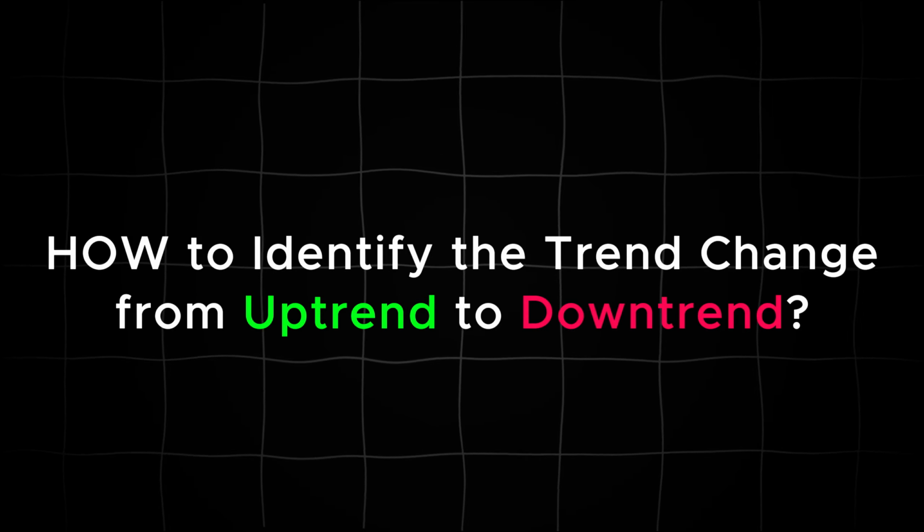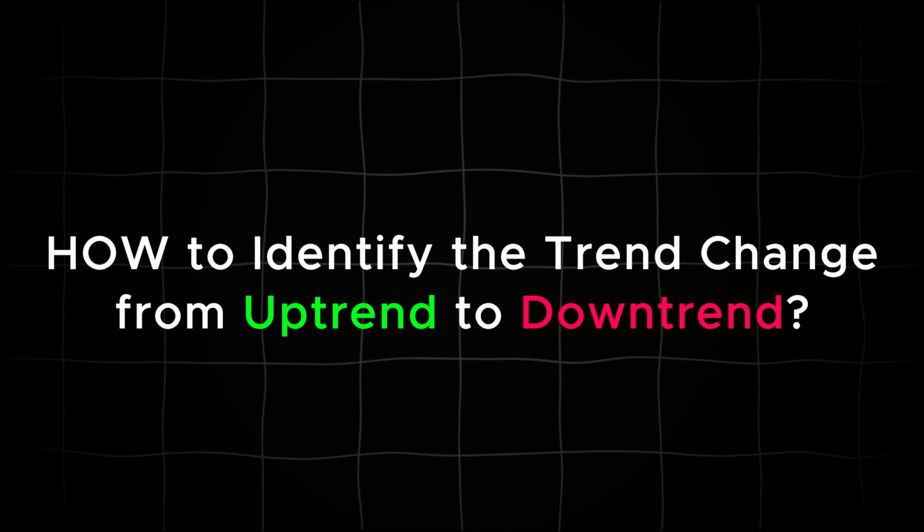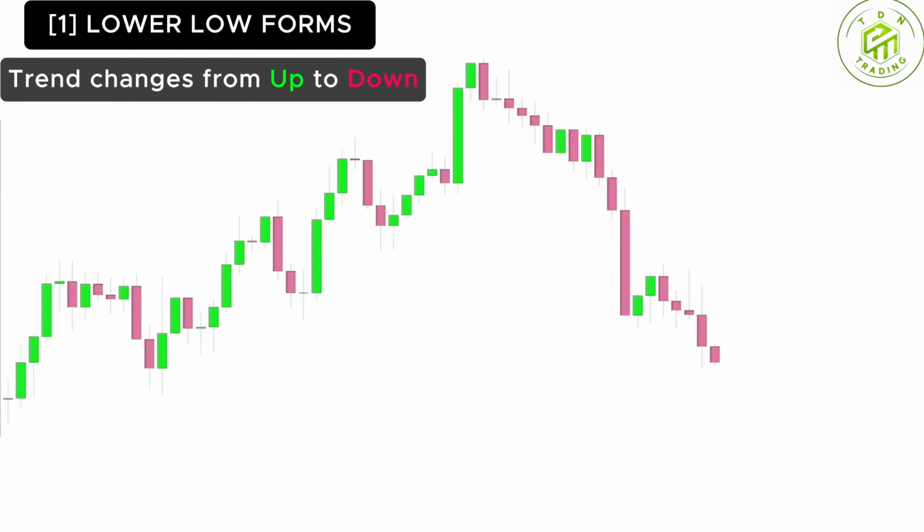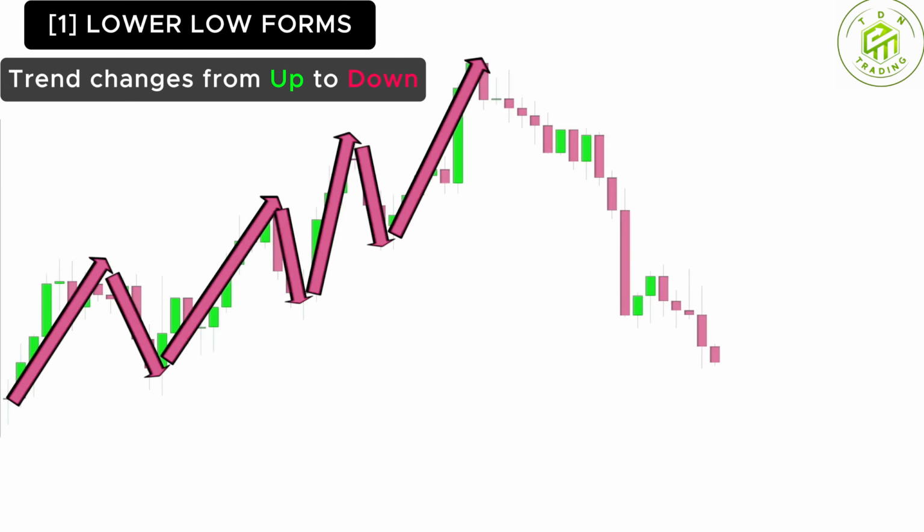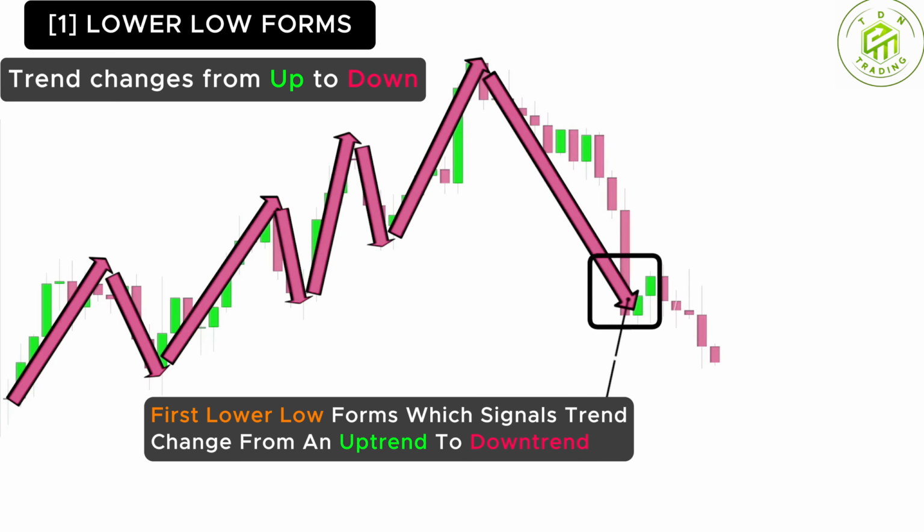So now, how do you identify a trend change from an uptrend to a downtrend? Type 1. You have your moving uptrend through the higher highs and higher lows before a lower low forms, signaling a trend change from an uptrend to a downtrend.